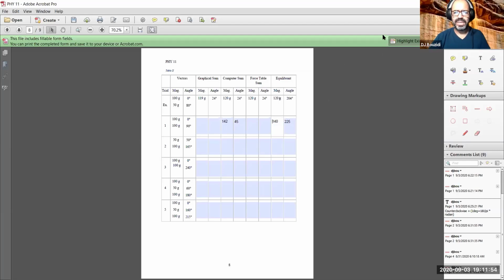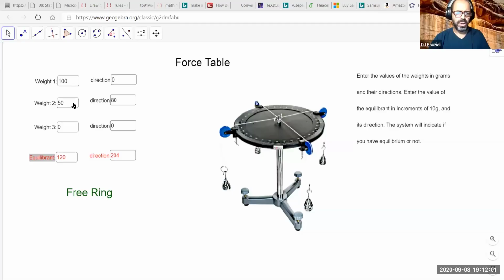Now, I go back to my force table. For 100 and for 90 degrees, the sum was 140 actually, and the direction was 225. Now it balances, okay? So I report this number as the equilibrium. You guys understand how this is working?